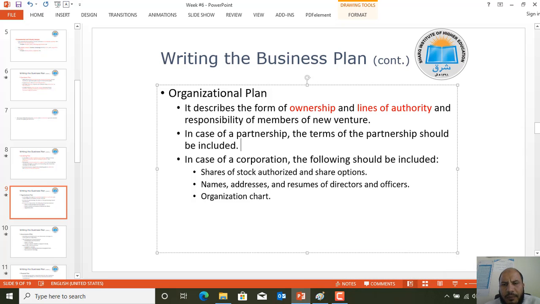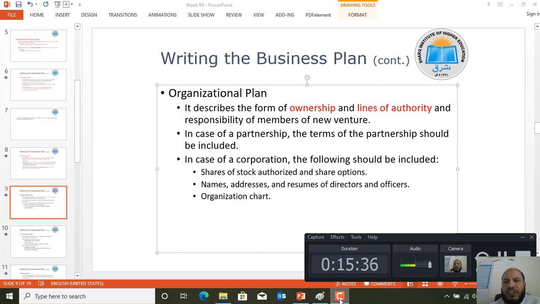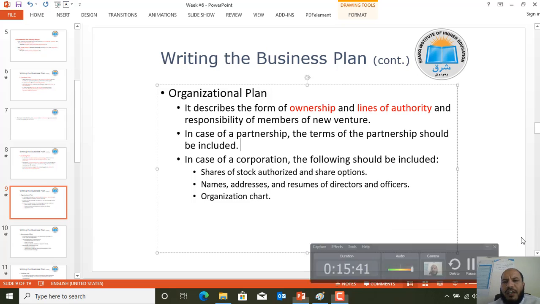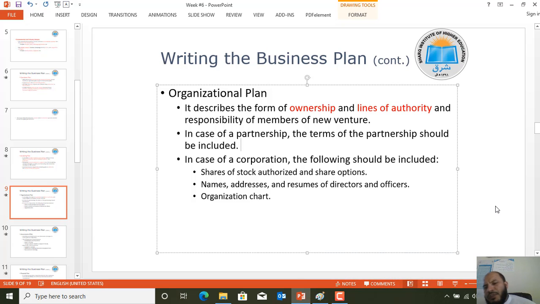So if we are in a partnership, we should bring all the important words, topics of concern, and also the partnership deed and the responsibility of each and every partner, and we will explain them in the organizational plan. You have studied in the Introduction to Business subject what we should do if we are making a partnership and how we can involve each partner with one another.